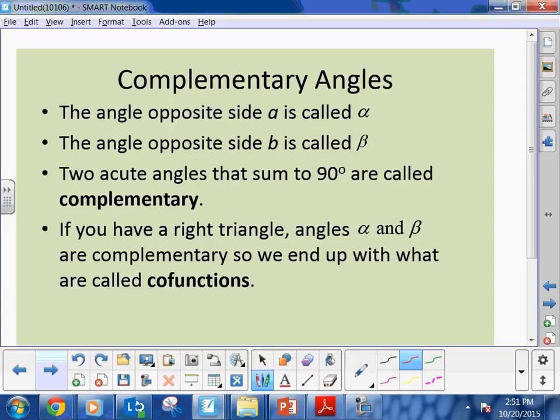But then we have the definition of two acute angles. That means the sum of complementary. And if you have a right triangle, we're actually guaranteed this thing called cofunctions. And we'll get into that.